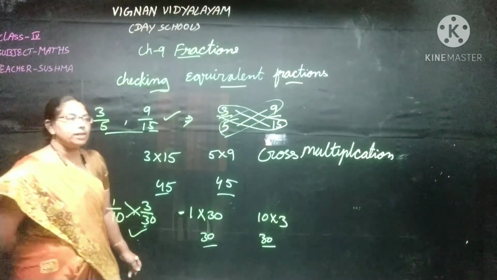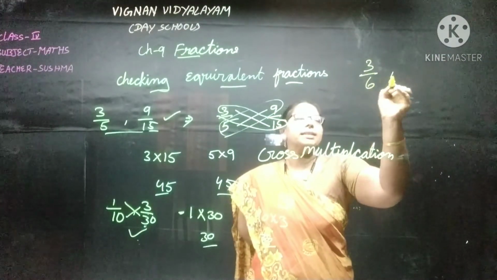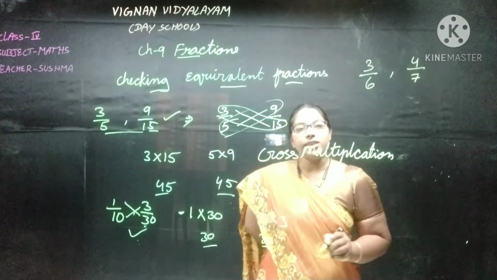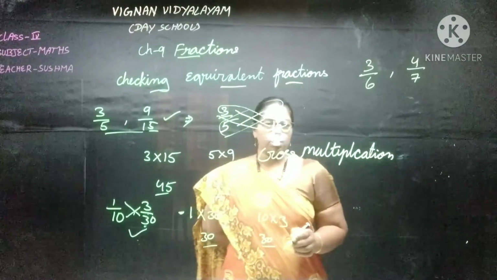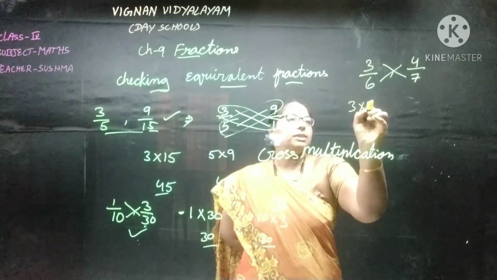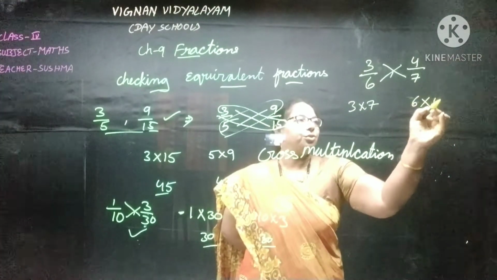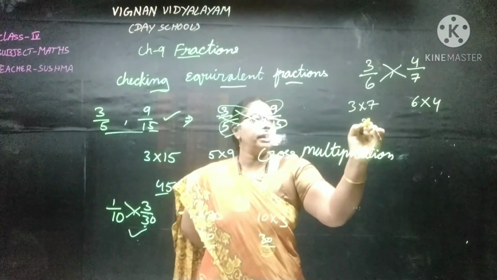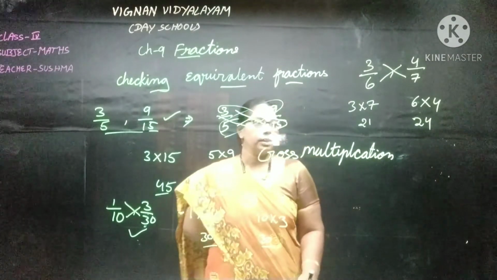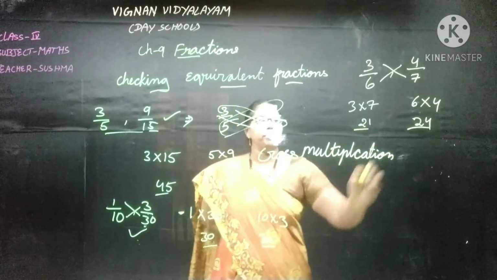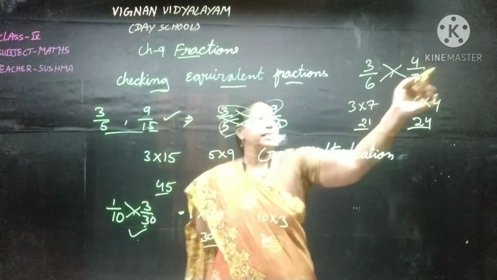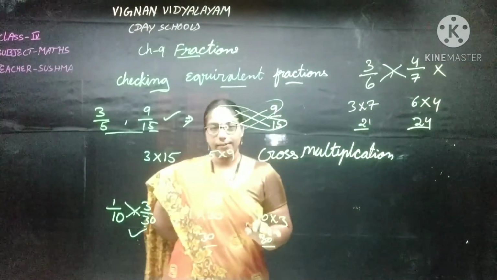Let us take one more example. Let us take 3 by 6 and 4 by 7. Let us check whether these two are equivalent or not. Okay? Do cross multiplication. So 3 into 7, 6 into 4. 3 7s are 21. 6 4s are 24. Are these two same? No. One is 21 and the other is 24. So these two are not equivalent fractions.